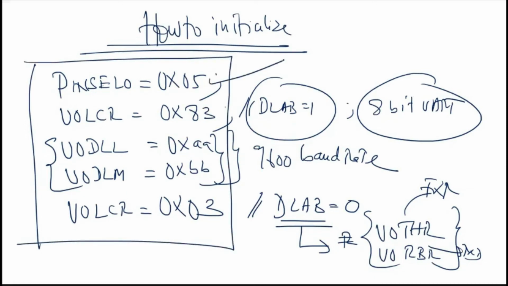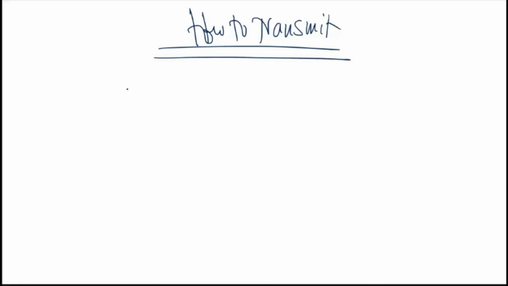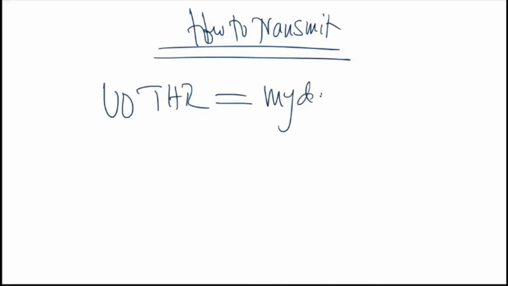Pin select 0: I make the first two pins as transmit and receive. UART line control register: I set 8-bit UART with DLAB equal to 1. Generate the baud rate, and I clear the DLAB bit so that I access the two important registers for transmit and receive. How to transmit? Whatever data you want to send, simply put it into UART0 transmit holding register equal to my data.